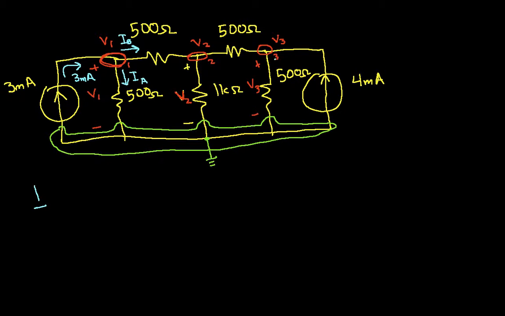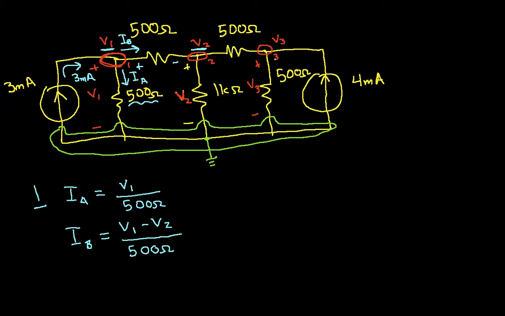Well, the voltage across this 500 ohm resistor is V1. So IA will be V1 over 500 ohms. IB: the voltage across this 500 ohm resistor in the direction that the current's going is going to be V1 minus V2. So I can write this as V1 minus V2 divided by 500 ohms.